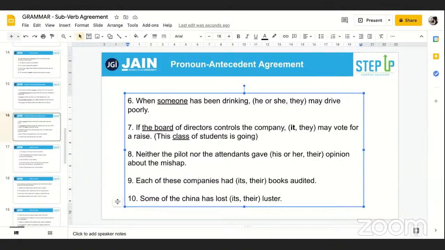This company. Each of these companies had its books audited. Each, every, we'll take it as singular. So we'll take it as its. Some of the china has lost. It's lost. Okay, so coming back to one.